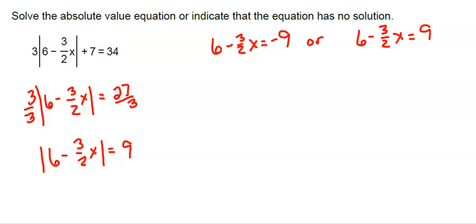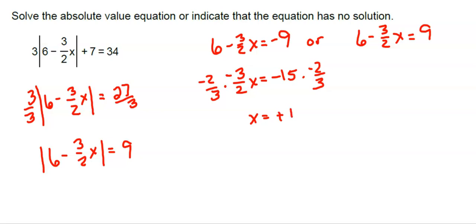The first equation, we'll subtract the 6 from both sides, so we'll have -3/2 x equals -15. And then we'll multiply both sides by the reciprocal of -3/2, which is -2/3. And we'll get x equals, let's see, 3 goes into -15, -5 times -2, that is +10.